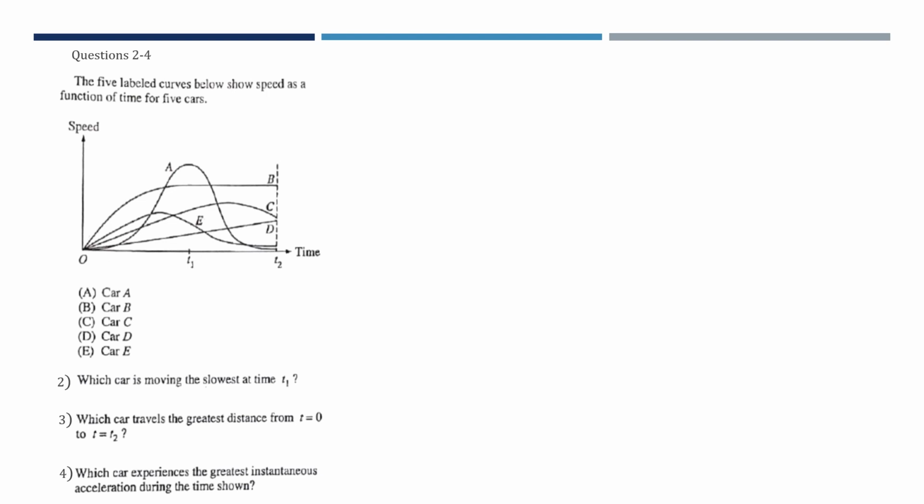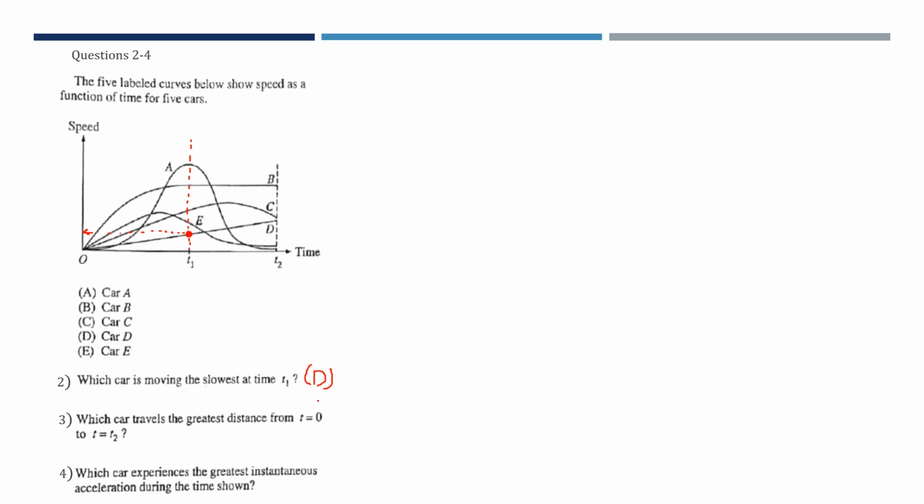Okay, now let's move to question number 2. The 5 labeled curves below show speed as a function of time for 5 cars. Which car is moving the slowest at time t1? How to find the slowest car at time t1? Just draw a vertical line at time t1 and figure out what curve first intersects that vertical line. It's very clear that car D has the slowest speed. So the answer is D.